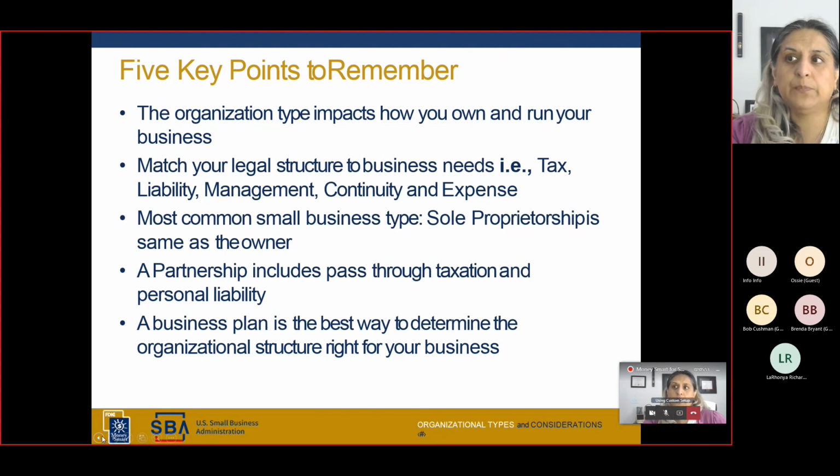So a sole proprietorship is the type of business where the business is one and the same as the owner. The sole proprietorship is the most common form of organizational type of small business. Again, remember you can manage the liability on that one with insurance.